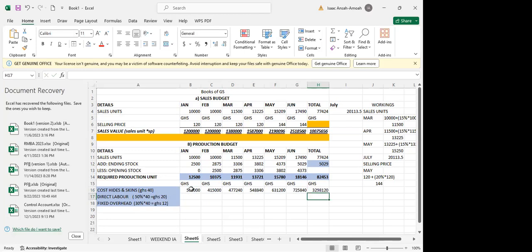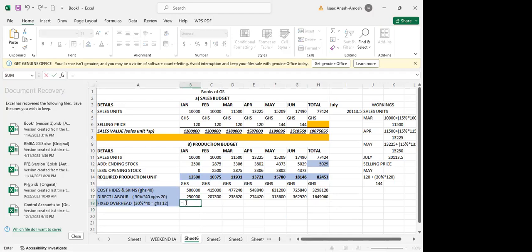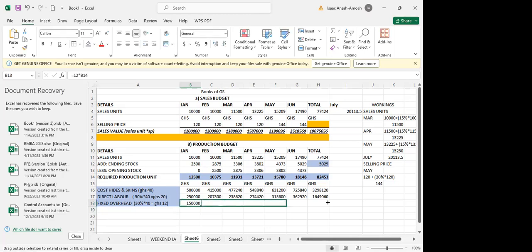All right. When we come to direct labor, it will be equal to 20 cedis, right? 20 cedis multiplied by still the required production unit, which is this unit. Okay. And then I'm going to do that for the rest of the months, right? When I come to overhead, I'm multiplying overhead, which is 12 cedis, by still the required production unit. All right, so I'm doing that for the rest of the months.